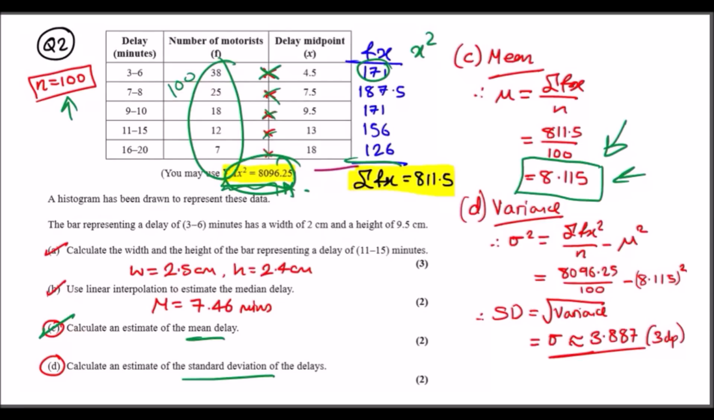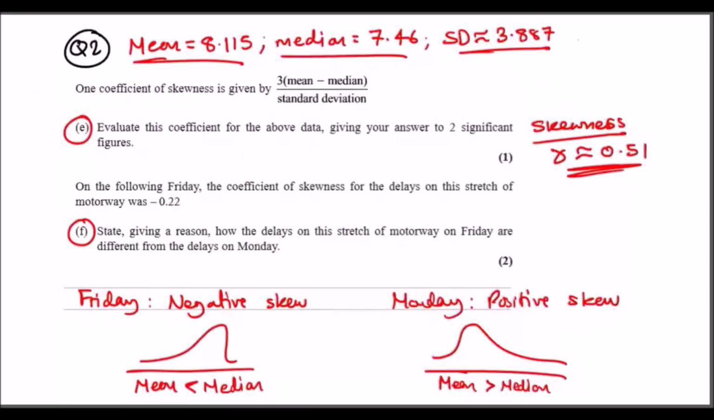And then we have to minus that by the mean squared. And that's it. You put all this in a calculator, square root the answer to get the standard deviation, and you should get 3.887. That's it. All done, guys. Again, compare with me and let me know if you got something similar. And let's move on to the last two.